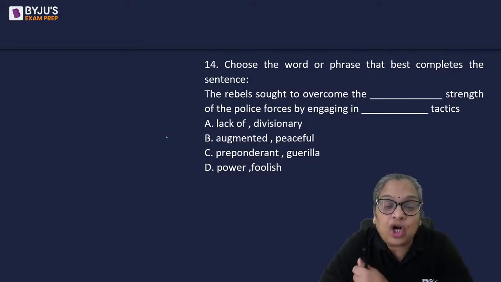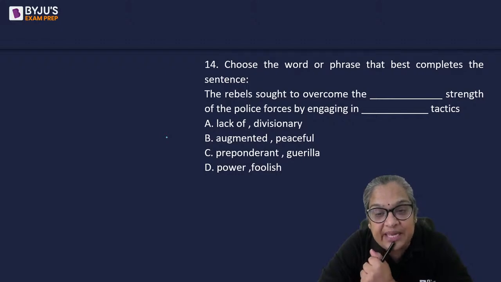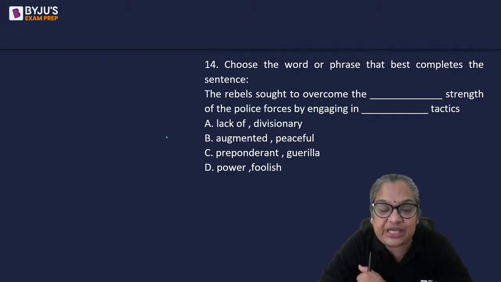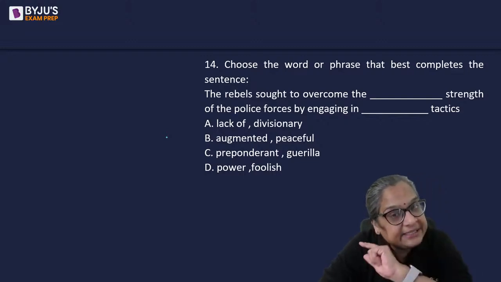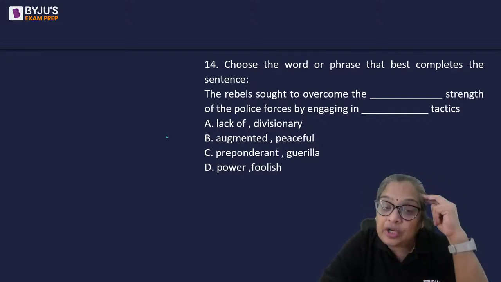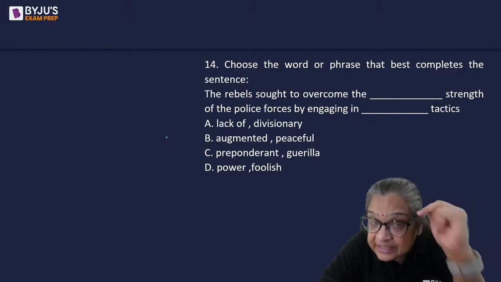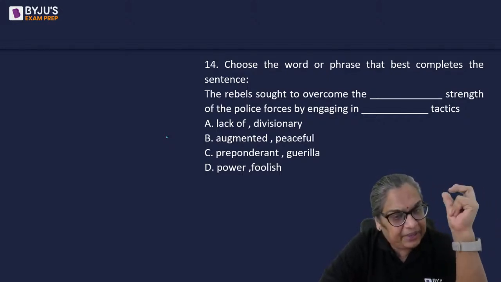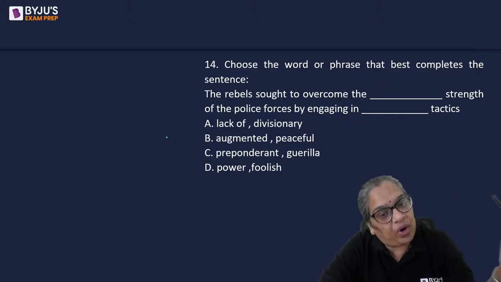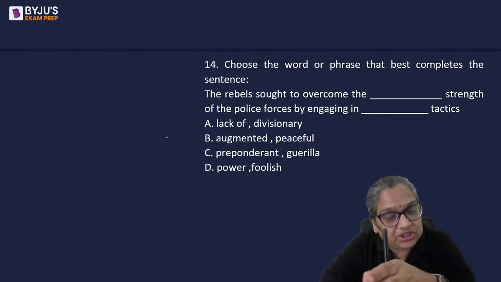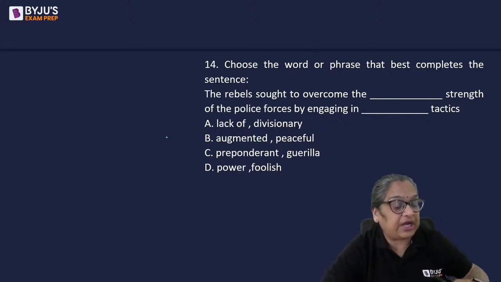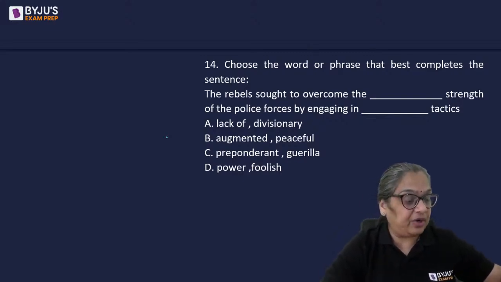Question 14. Choose the word or phrase that best completes the sentence. The rebels sought to overcome the dash strength of the police forces by engaging in dash tactics. Read the entire sentence with the blank first. Once you read it, your brain will dictate what word you want. Positive or negative connotation, your eyes will be drawn to that.